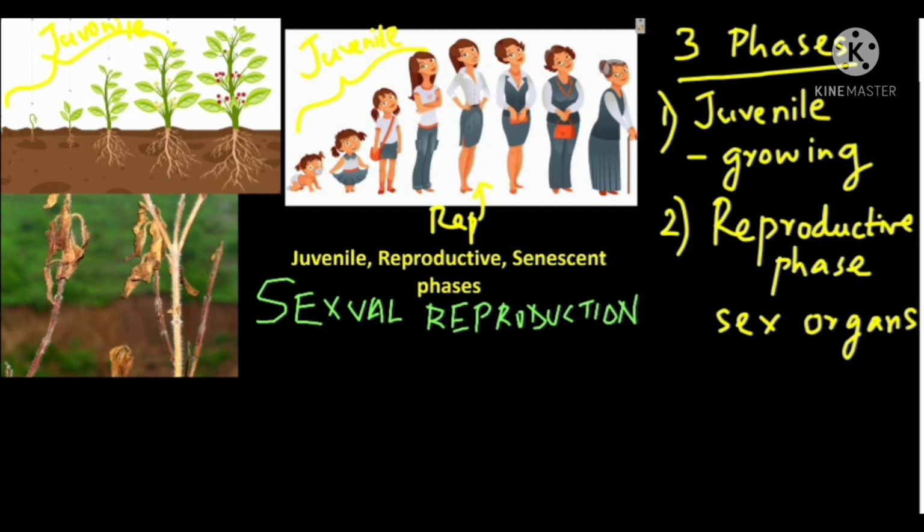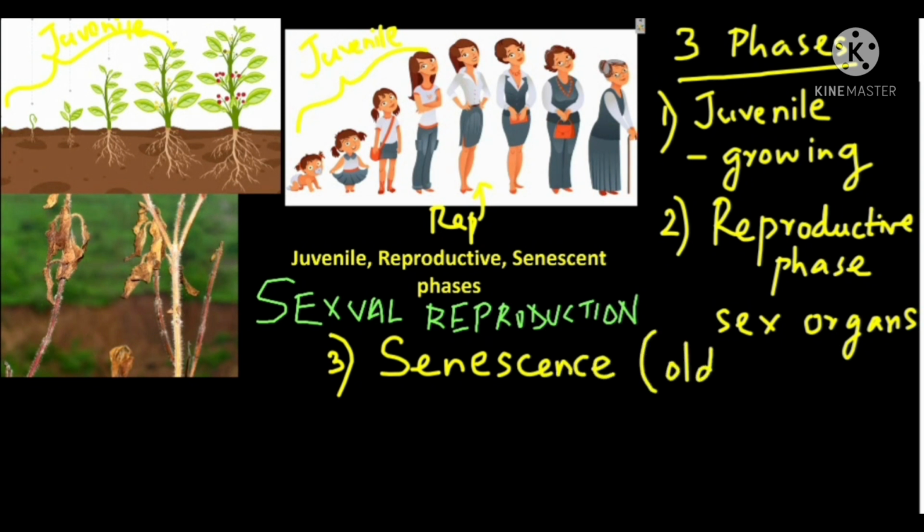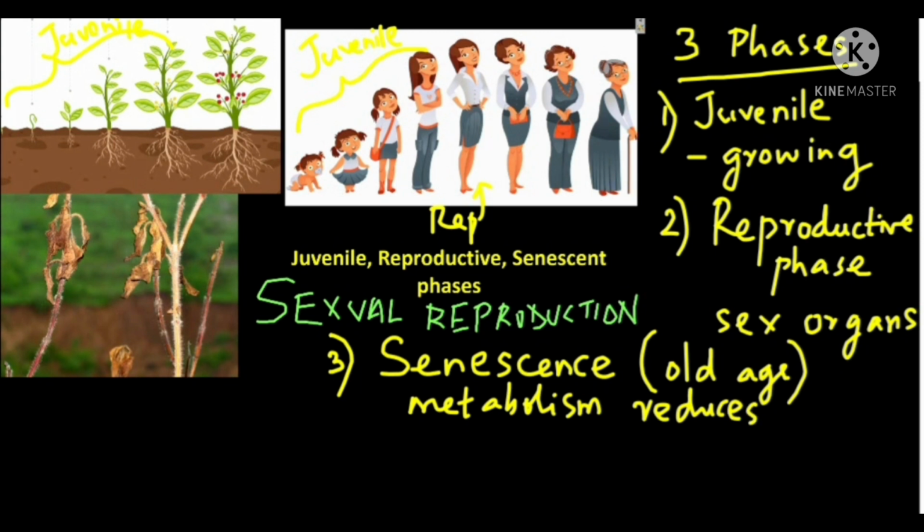Then the third phase, that is the last phase, is old age or senescence. Senescence means old age time. Slowly and gradually your metabolism will decrease. Metabolism means whatever chemical reactions take place in your body; that will become less efficient. So metabolism reduces and you will start becoming aged. The organs will not function as well as they did in adulthood.